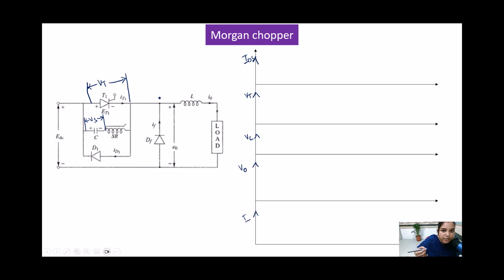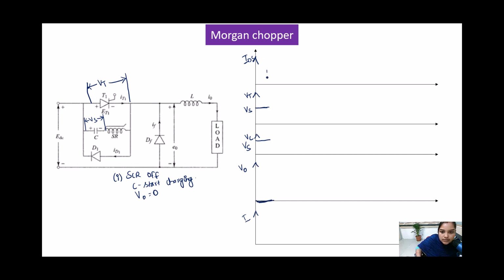So we have different modes of operation in the Morgan chopper. In the first mode, I am considering SCR is off. When SCR is off, the capacitor will start charging and the output voltage will be 0. Initially there will be no IDS, as the SCR is off, and the voltage across this thyristor will take the value Vs, and the voltage across this capacitor will also take Vs, and the output voltage is 0 here.